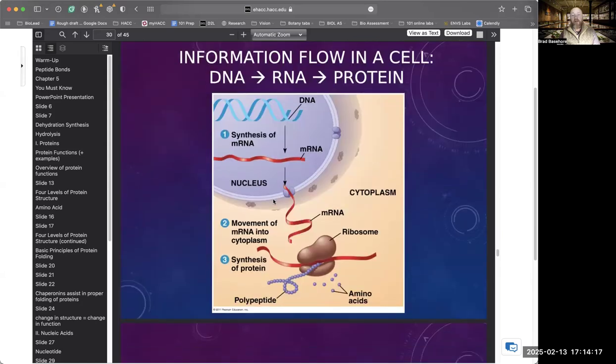So again, DNA is stored in the nucleus of your cell. An RNA copy is made of a gene. That copy of the gene leaves the nucleus of the cell and comes over here. There's this structure called a ribosome. It reads the RNA, and that's how it builds the polypeptide, which becomes a protein. So it seems like a lot, but it's just DNA, RNA, protein.